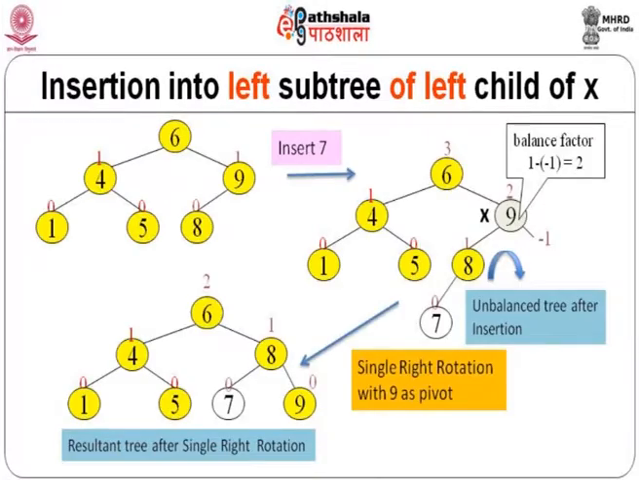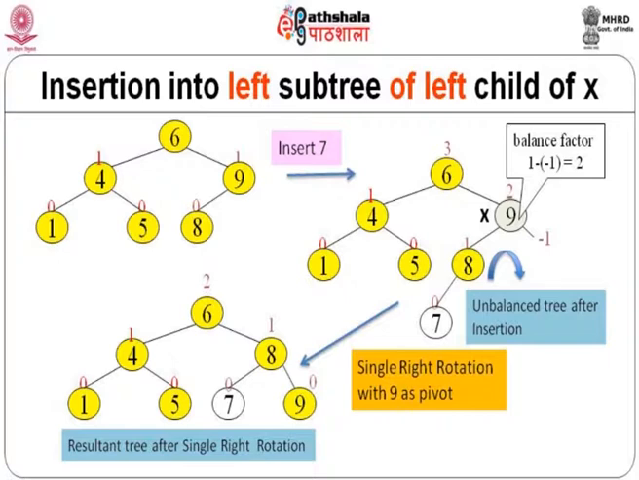So, let us look at insertion into the left subtree of the left child of x. This we will do using examples. Here we have a tree. Remember, we are talking about an insertion into the left subtree of the left child of x. So, insert 7. Now, when we insert 7, it is inserted at that position, and it is a left left insertion.